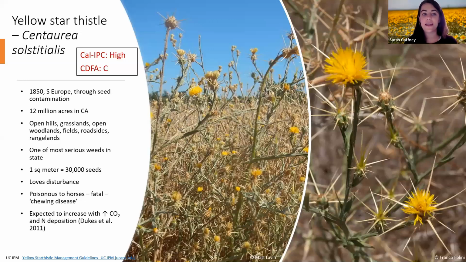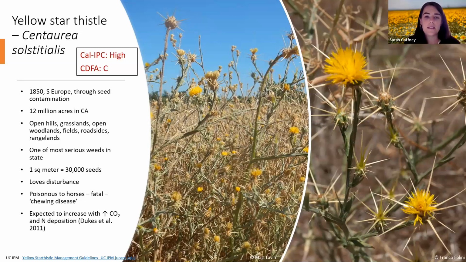And it's on over 12 million acres in California right now, and it loves to be in open hills, grasslands, open woodlands, fields, roadsides, rangelands. And as I said, it's one of the most serious weeds in the state. And part of this is due to how many seeds it can produce. If you look at 1 square meter on the ground, like underneath an infestation of yellow star thistle, there can be up to 30,000 seeds. And one huge plant was once estimated to have 75,000 seeds on it. And 95% of those seeds, once they hit the ground, are pretty much viable and ready to go.